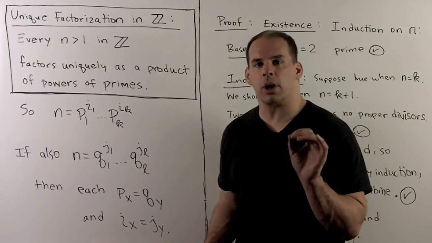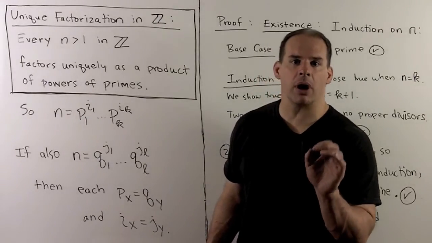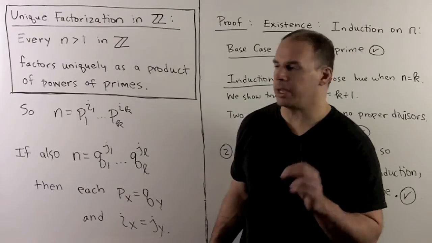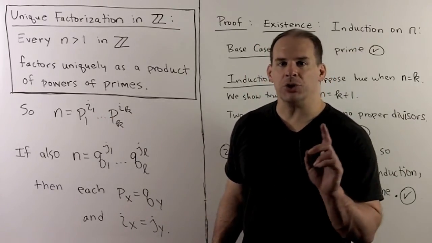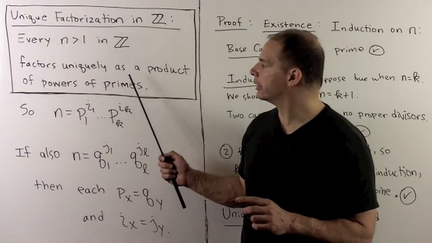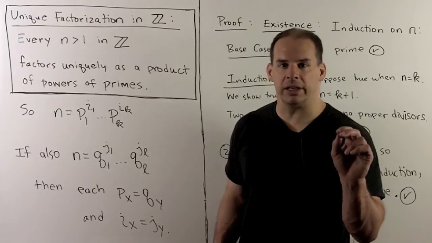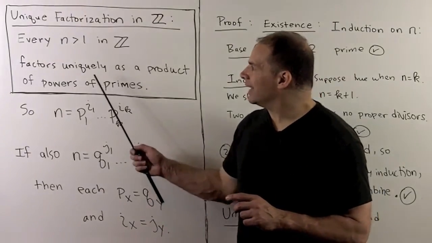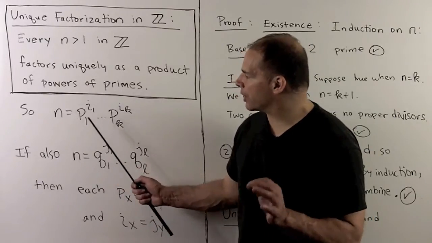We now have enough to show our main result: unique factorization of integers into primes. It's a statement. Every integer n greater than 1 factors uniquely into a product of powers of primes. Two parts to this. We have existence and uniqueness. So, existence of the factorization says I can write n as a product.